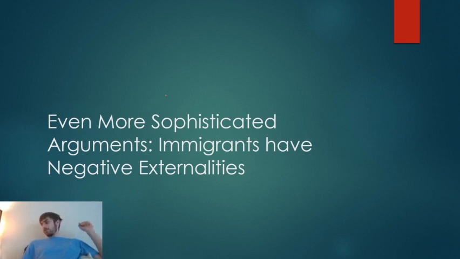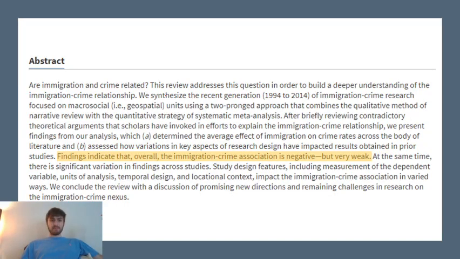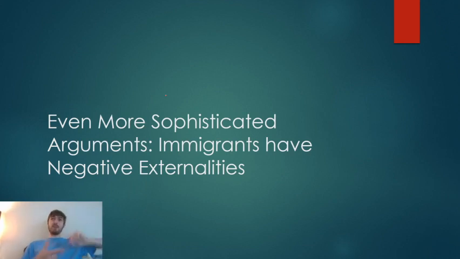All right, so let's get into some more nuanced examples. They say, okay, immigrants boost economic growth. They don't really hurt native wages. They don't take our jobs, but they have negative externalities. What negative externalities could immigrants have? Well, maybe some people say immigrants are more likely to commit crime than native people. Therefore, they have a negative externality and we need to tax them, right?